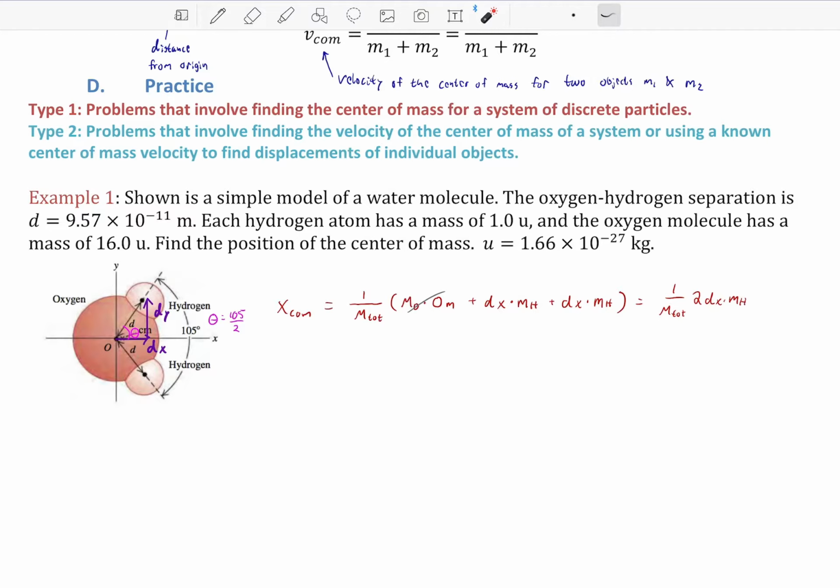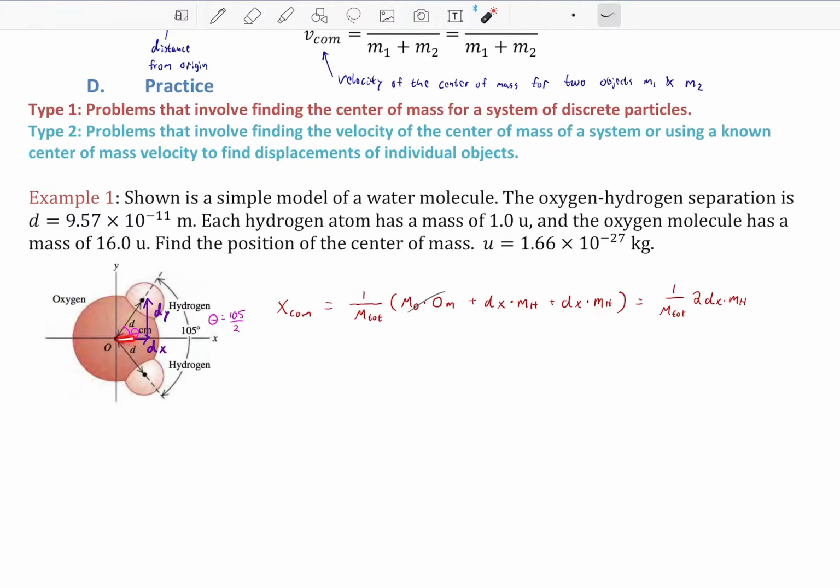Of course, it contributes largely to the center of mass, since it is 16/18 of the total mass of the system. But that value shows up here in the denominator. It essentially pulls it towards 0. So it's kind of interesting. Even though this part zeroes out, the effects of the oxygen mass still show up right there in M total. And then we just look at the coordinate and the mass of each of the hydrogens, dx and M_H.